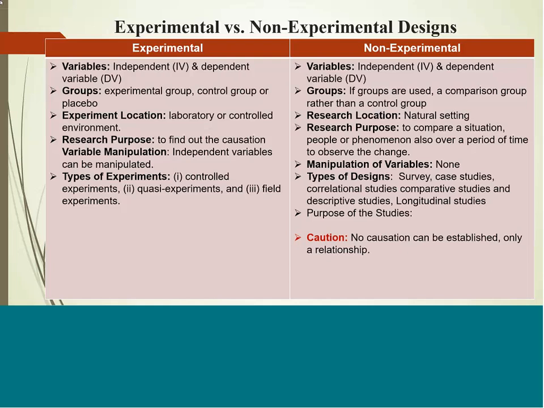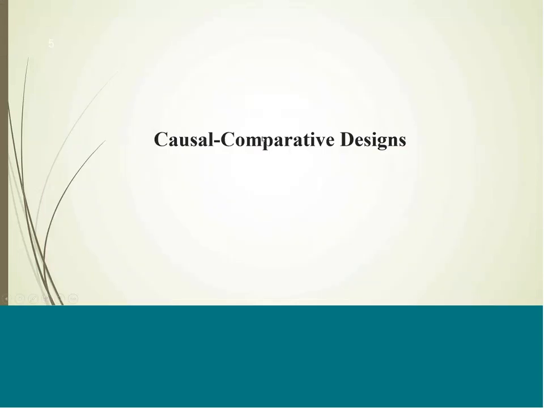Sometimes you can use ex post facto designs where the variables already happened a year ago, 6 months ago, or you can just go ahead and study an environment as it is, but you don't manipulate the variables. Typical types of design are surveys, case studies, correlational, comparative, descriptive, and longitudinal studies. And the purpose is that you don't find causation. You cannot establish causation. There is no way. It's only a relationship.